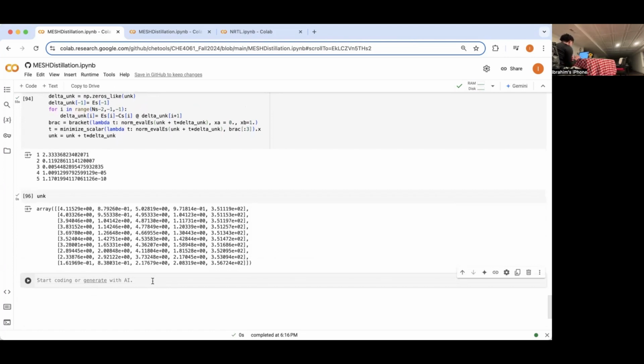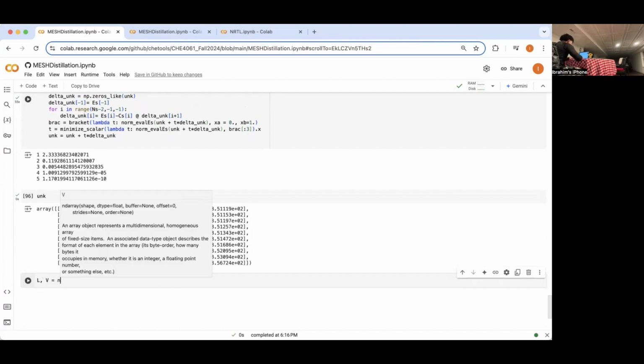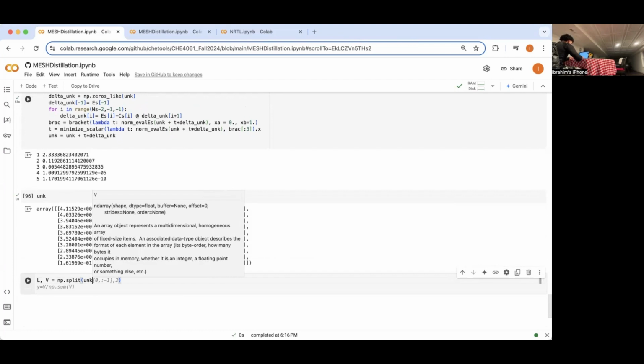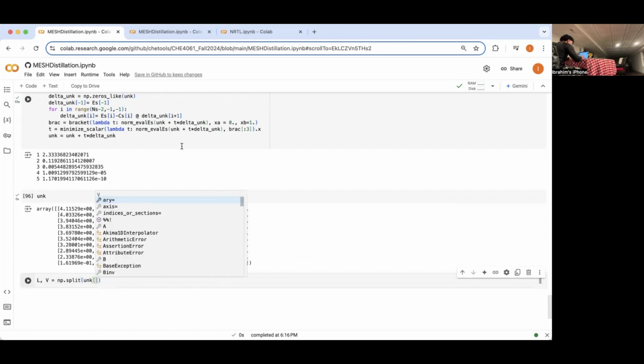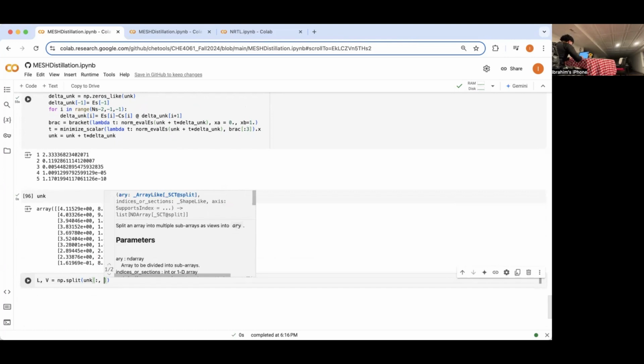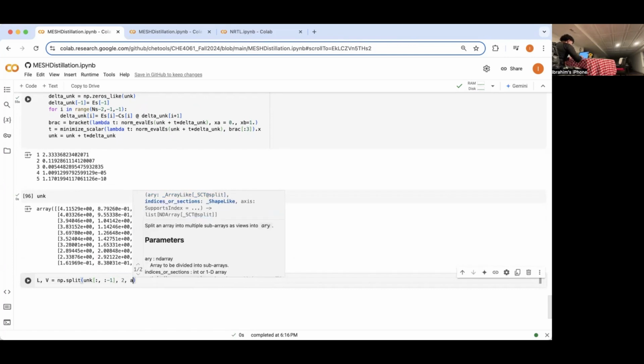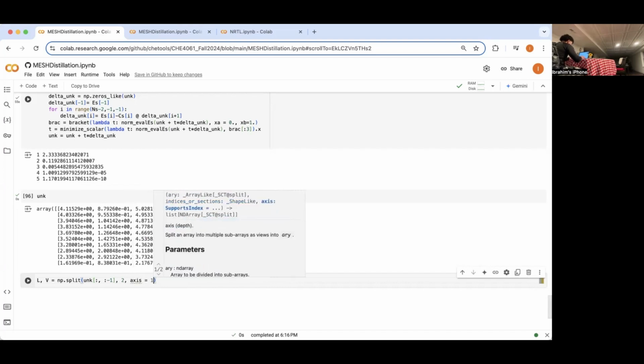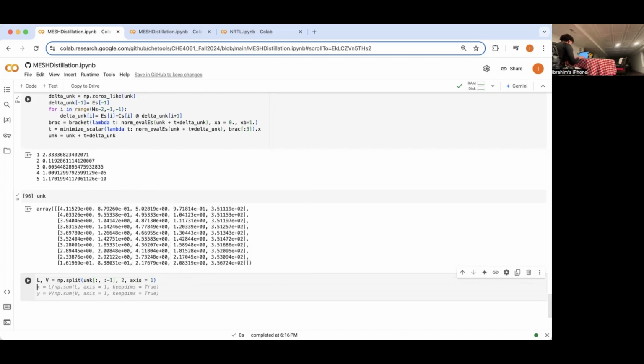Something we can look at, let's go ahead and extract essentially our liquid and vapors. So L and V is going to be equal to np dot split for our unknown from this, and then our minus 1 again. And then this will be 2. Then we can set up our axis again. Axis is going to be equal to 1. We can then go ahead and set our x's and y's.